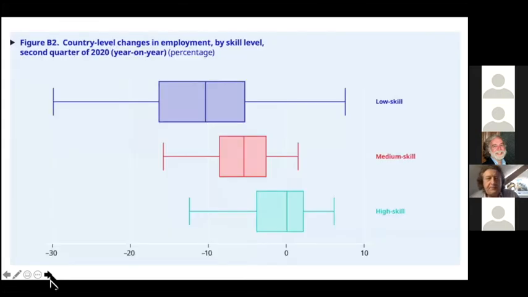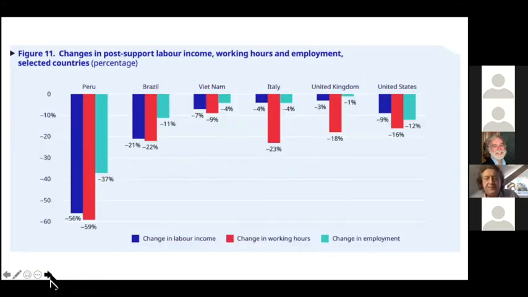And when we look at this internationally, this is the changes in employment according to the skill levels of the workers. And again, we can see that for the professional classes, managerial classes, there's really been no impact. But when you get down to low skilled work, there's been a big impact on levels of employment.